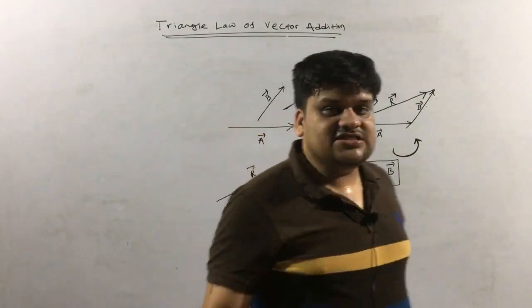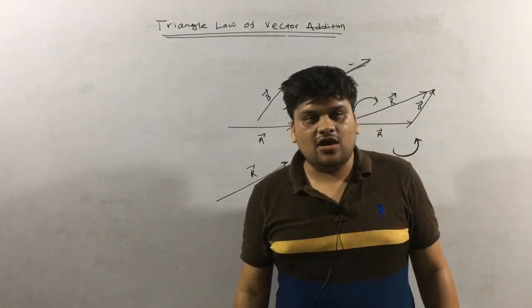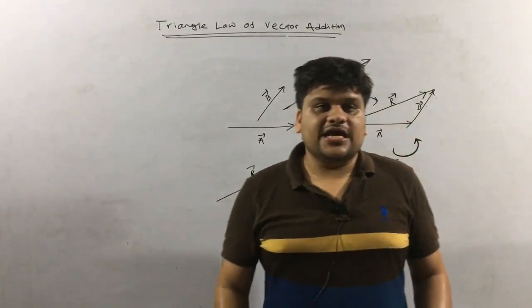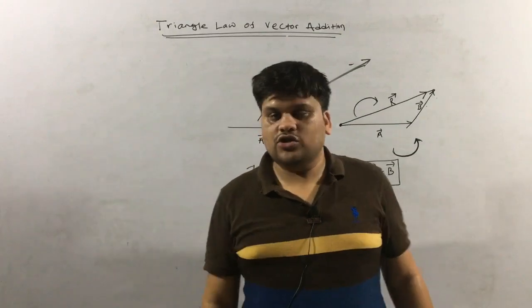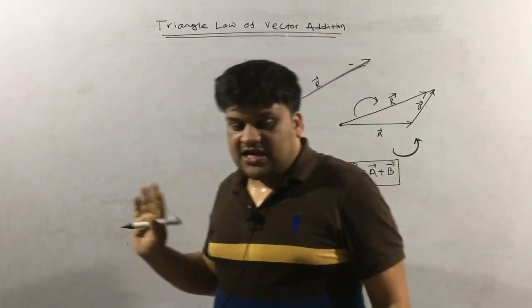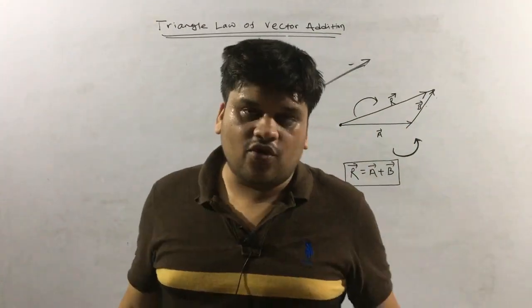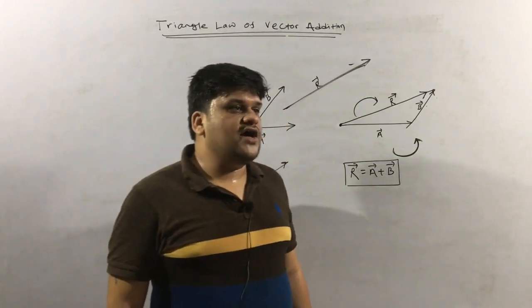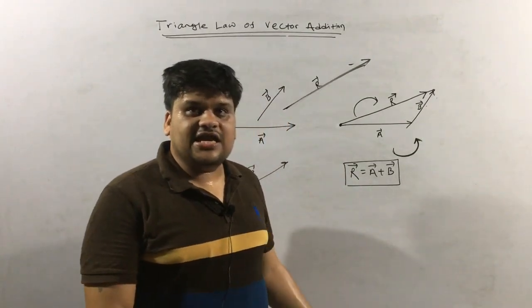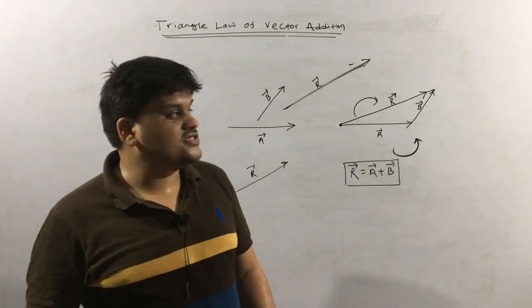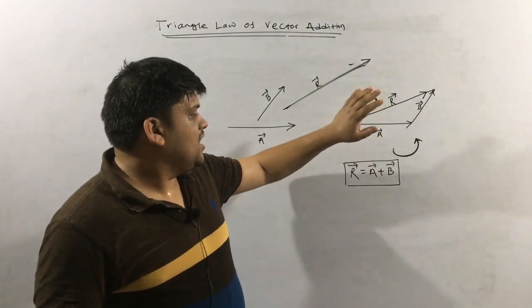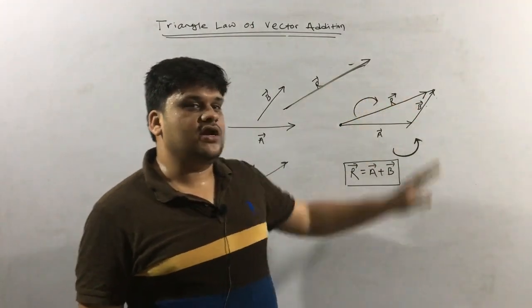Okay, this is the definition of triangle law, and also this is known as the graphical method of addition, because you have seen that we have not used any formula to add the vectors, we have just used some diagrams to add these vectors. So this is known as graphical method of vector addition.